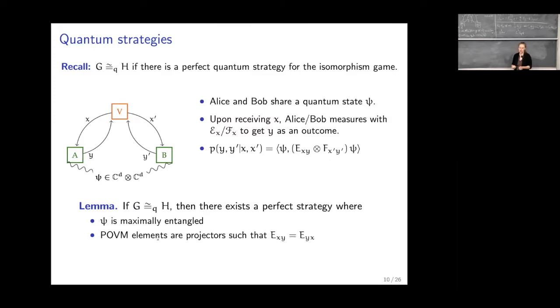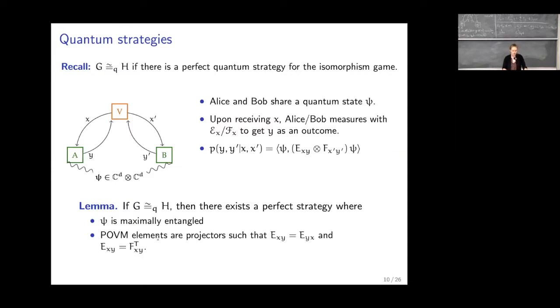We can also show that switching input and output doesn't change the operator. And moreover, we don't have two sets of operators for Alice and Bob. We can show that Bob's operators can be obtained in a very simple manner by taking the transpose of Alice's operators.